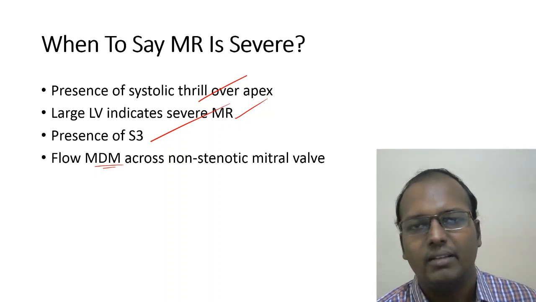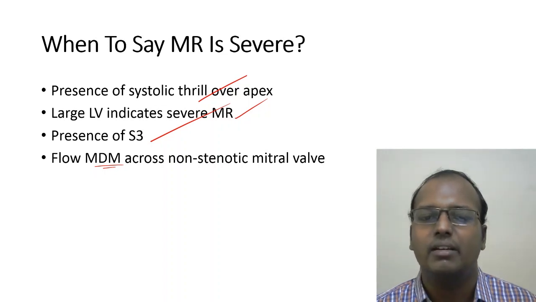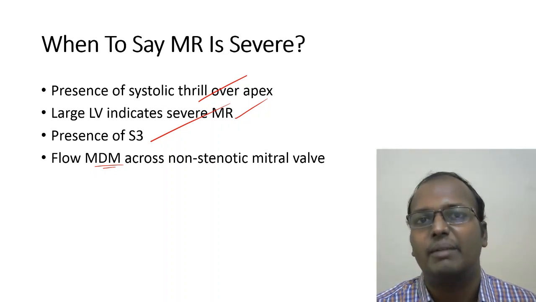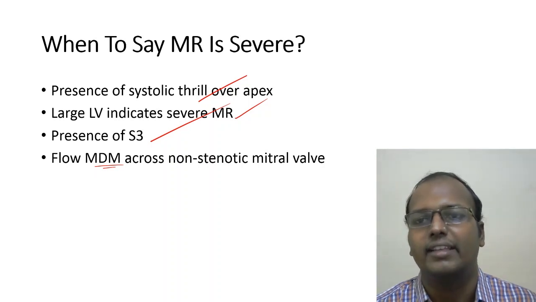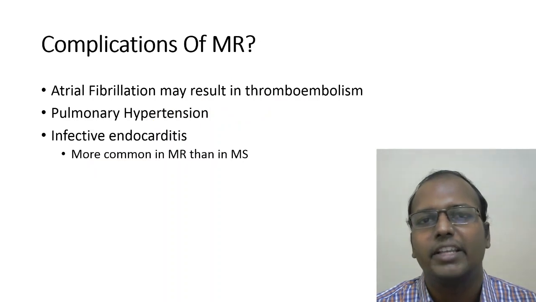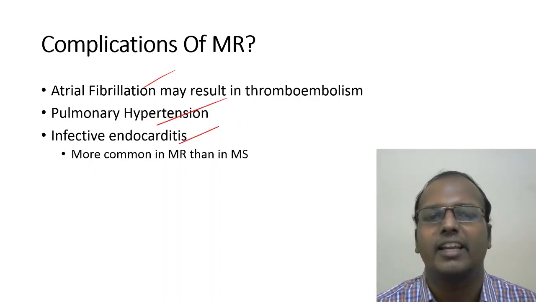MDM is expected only in mitral stenosis, but it can also occur in mitral regurgitation if there is a large volume of blood entering the left atrium and coming back to the ventricle during the diastole. Okay, understood? So what are the complications of MR? Once again, atrial fibrillation can occur, pulmonary hypertension can occur, infective endocarditis can occur.